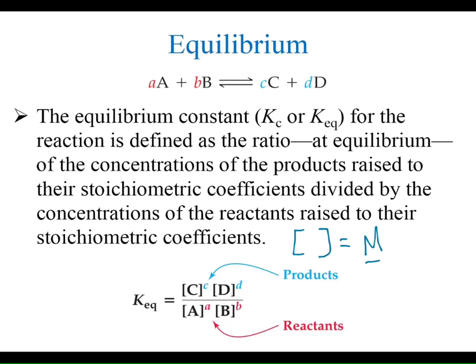Now again, they're not equal concentrations of products and reactants. If they were equal, K would just be 1. It'd be the same thing divided by the same thing. So it's not going to be. But again, what's equal is the rate they're going back and forth is the same.